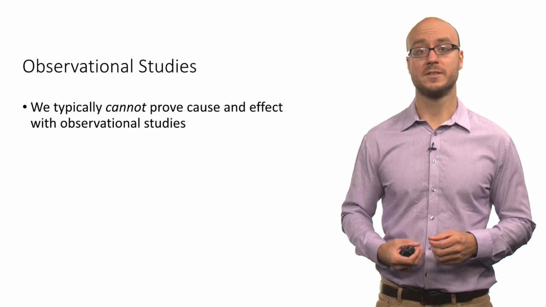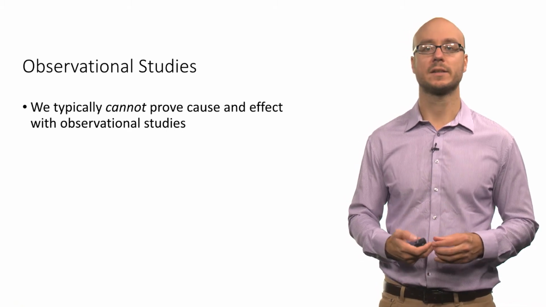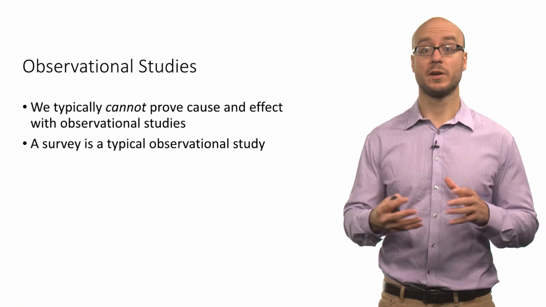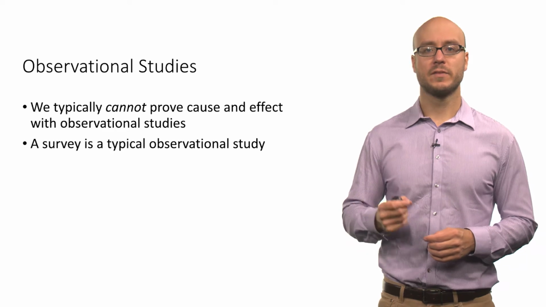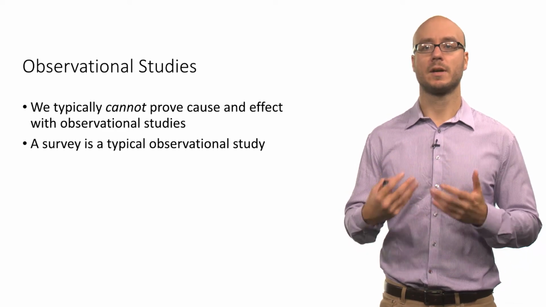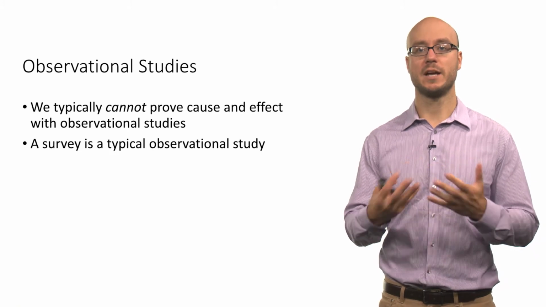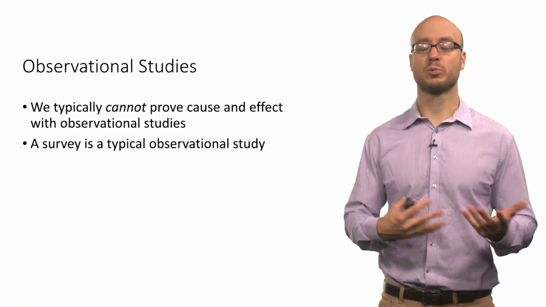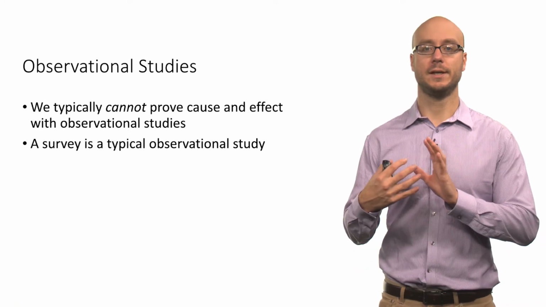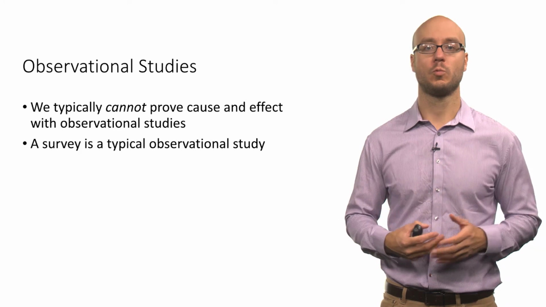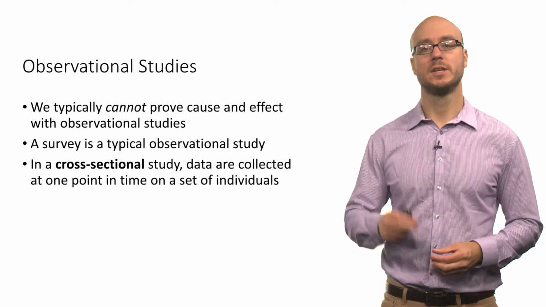Let's talk a little bit about observational studies. With observational studies, we typically cannot prove cause and effect. The reason is that we're just observing, we're just measuring what's going on, and there's no kind of intervention. A survey is a typical kind of observational study. You take a sample from a population and you ask them questions. You say, do you approve or disapprove of marijuana use? How old are you? What's your religious identification? Surveys are very commonly used.